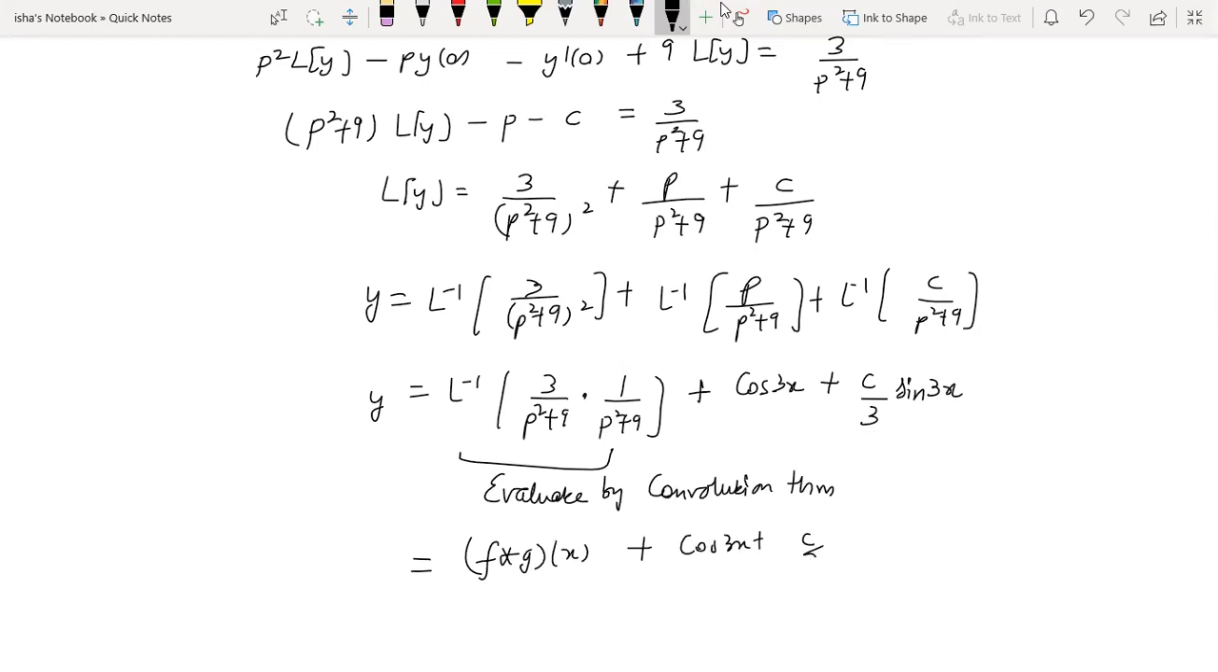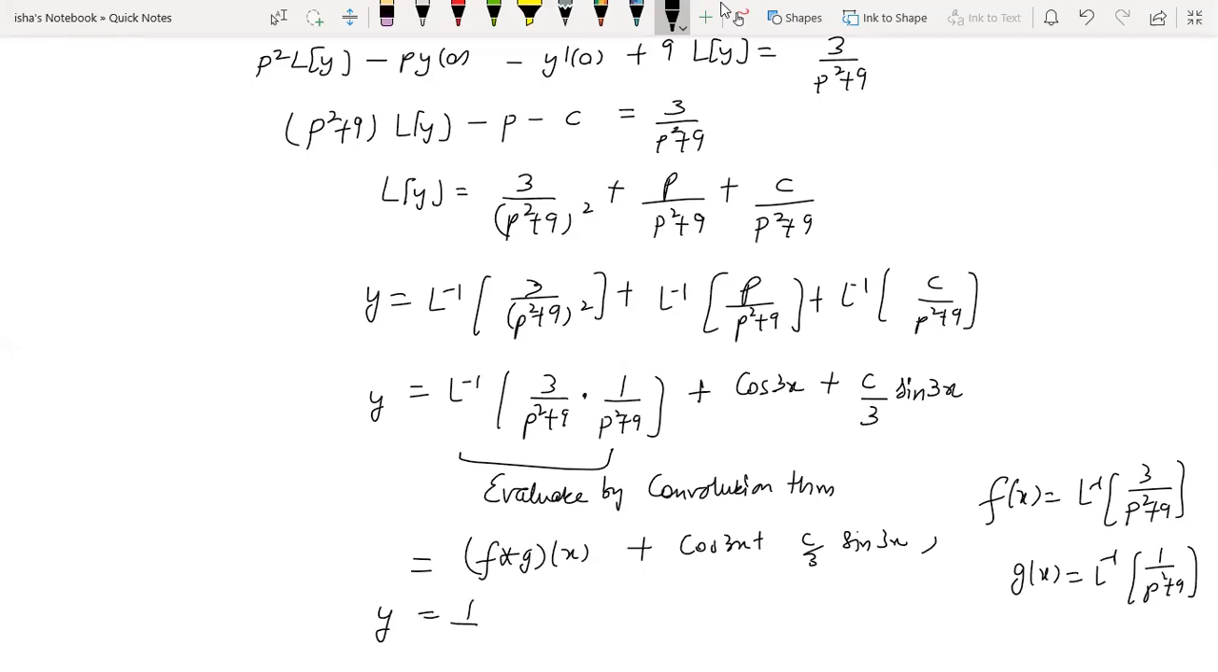These two parts you already know, right? Where f(x) is going to be, what is f(x)? f(x) is going to be L inverse of 3 over p square plus 9, and g(x) is going to be L inverse of 1 over p square plus 9, and this operator f star g is the convolution operator. So I'm directly writing its value. You can solve the integral and get to know the value of this. So finally I am getting y as 1 by 36 times (2 sine 3x minus 6x cos 3x).